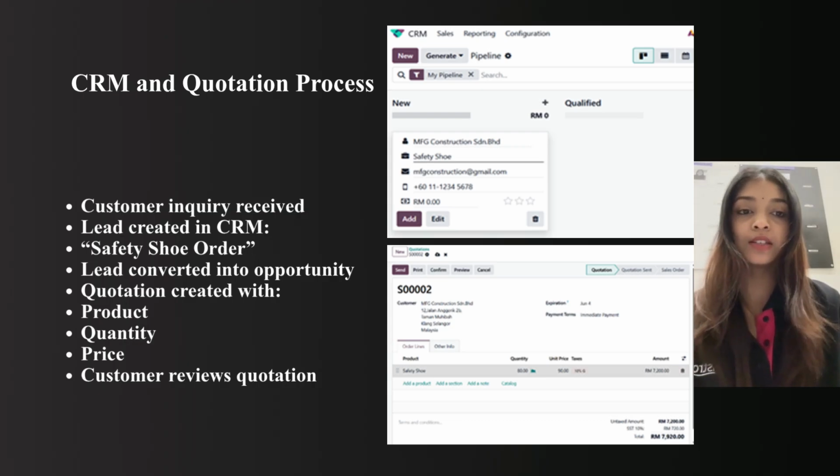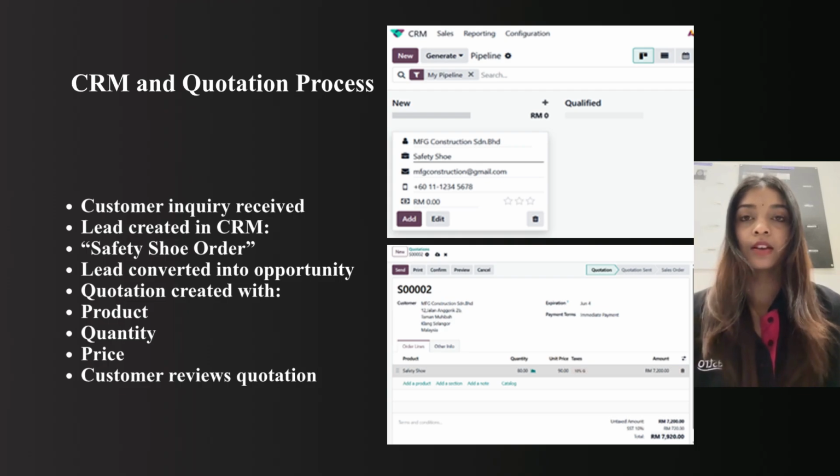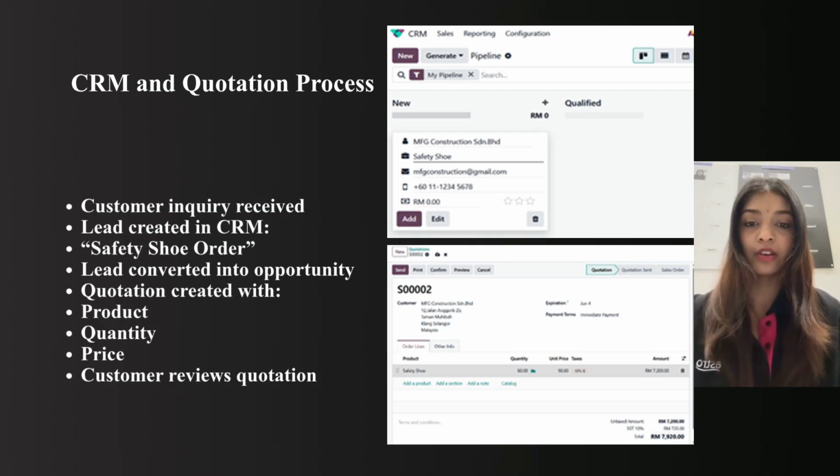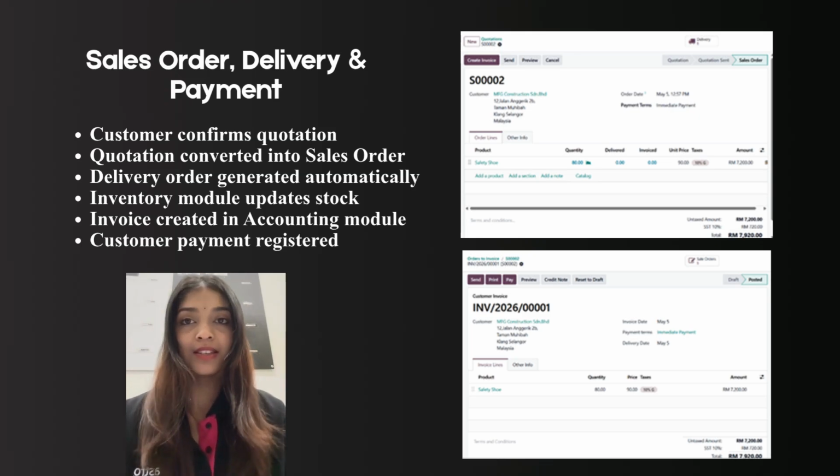As we can see in the diagram, the sales process begins in the CRM module, where a customer inquiry is recorded as a lead called safety shoes order. The lead is then converted into an opportunity. After that, a quotation is created with product details, quantity and pricing for the customer's review. Once the customer confirms the quotation, it is converted into a sales order. Odoo then automatically generates a delivery order in the inventory module and updates the stock quantities. Then the accounting module creates the invoice, and the customer payment is registered to complete the sales process.